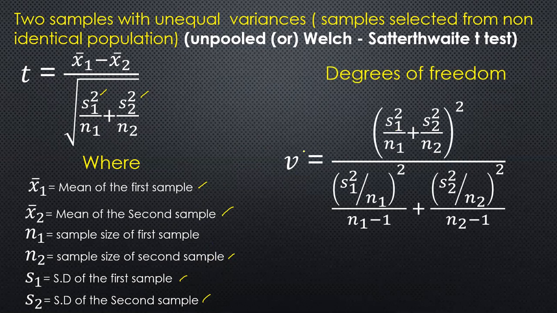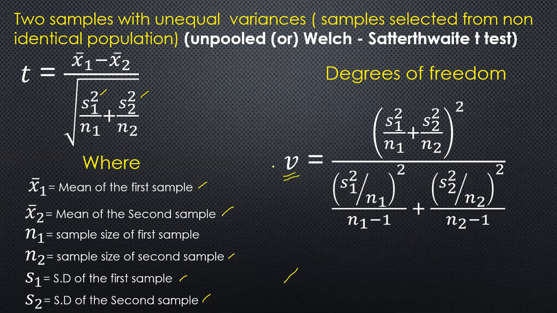This is a bigger formula. You have to remember this formula: S1 square by N1 plus S2 square divided by N2, and S1 square by N1 the whole square, and S2 square divided by N2 the whole square. This is the formula for calculating the degrees of freedom here.